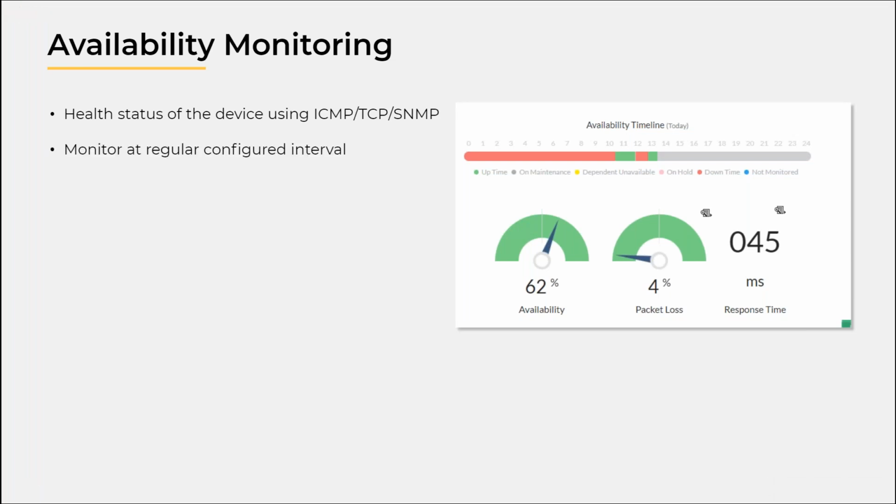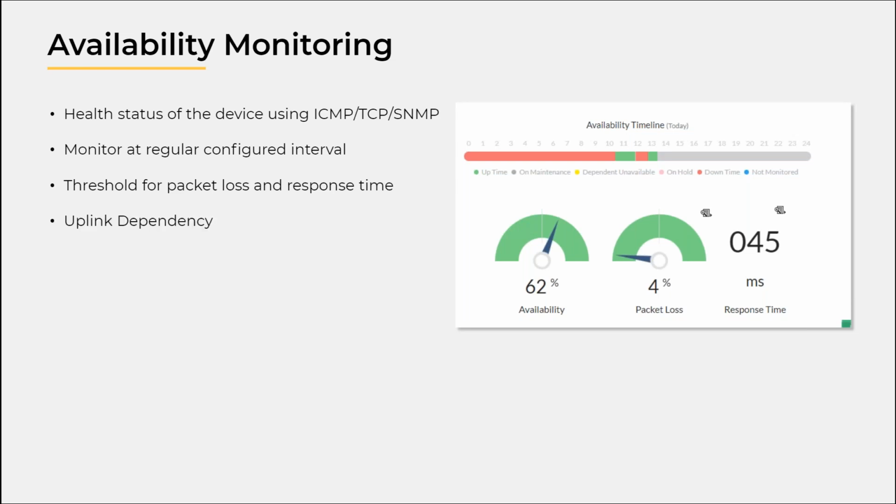Also, you can configure the monitoring at regular intervals. So say if you wanted to keep monitoring this device every 5 minutes, you can very well do that. You can also set thresholds for packet loss and response time so that in case the threshold is breached, OpManager would trigger an alarm.